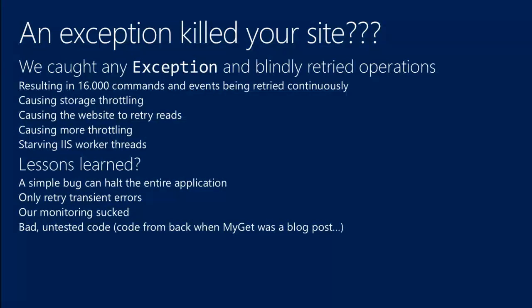So, lessons learned from this: a simple bug can halt your entire application. A simple GetHashCode implementation that you think is okay and has worked for the last year and a half is perfectly fine, but that small bug can actually bring down your entire website. Lessons learned: only retry transient errors. Our monitoring wasn't that great, and we had to improve monitoring, and we have improved monitoring in place right now. And we had some bad untested code, and we had to go through our code base to find occurrences like this and really have a closer look at the code we historically took from when we were just a proof of concept.